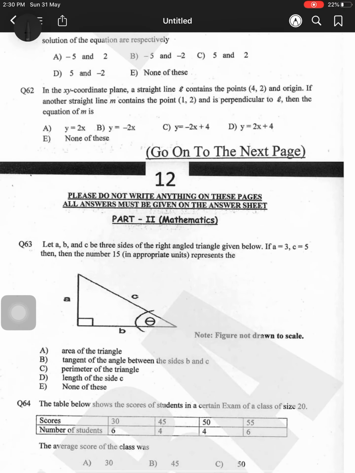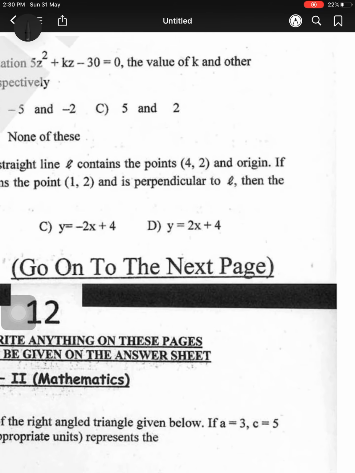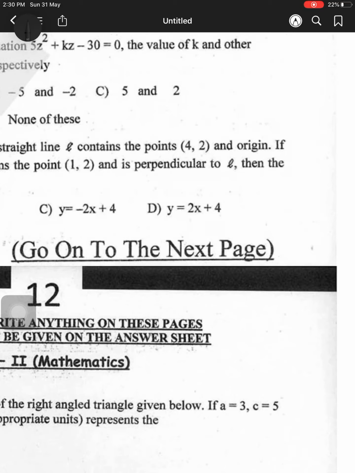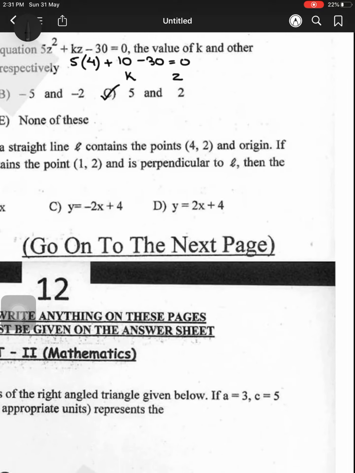Next question, it says that the first value is supposed to be k and the other value is supposed to be z. So he's saying this should be k and this should be z. So we're gonna plug this value into the main equation, and it's gonna be something like 5 multiplied by 2, 2s are 4 plus 5 2s are 10 minus 30 is equal to 0. All of this gets cancelled out and we are left with 0 is equal to 0, so C is the answer.